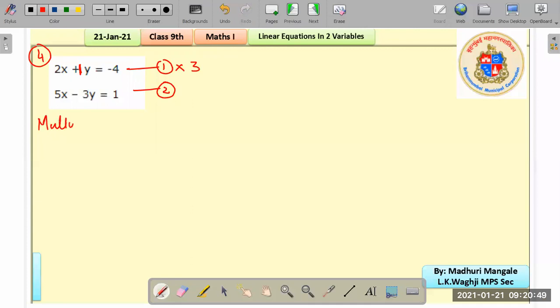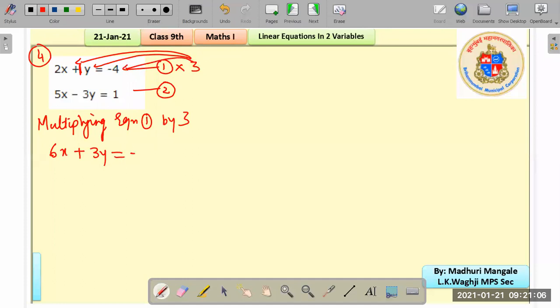Everyone try this problem out with me. Really, it is very easy. Multiplying equation 1 by 3. So that will be 6x plus 3 times 1y is 3y equals 3 times minus 4, that is minus 12. This is equation 3.